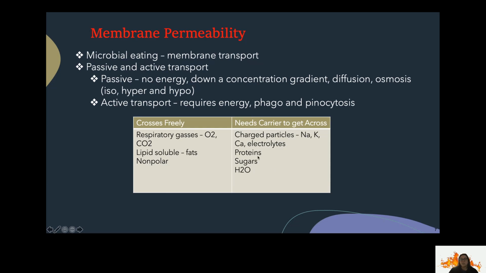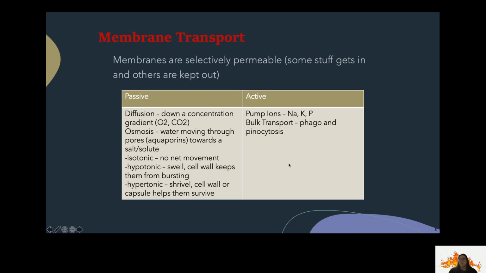Things that need carriers or a little bit of help to get across include water, which uses pores called aquaporins, sugars like glucose, and proteins and amino acids, which are typically charged and have a hard time getting across a membrane. Then there are a bunch of other charged particles that, when dissolved in solution, can conduct electricity, called electrolytes. So all of those minerals need a way to get across membranes. Getting across a membrane is important, and membranes keep some stuff out and let other stuff in, but crossing a membrane without any energy is called passive transport.